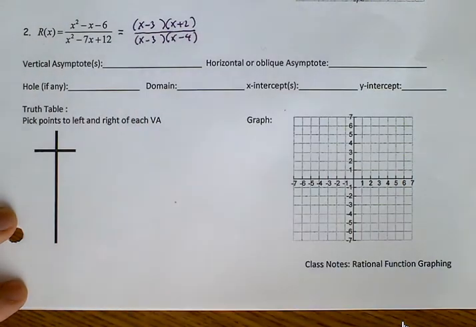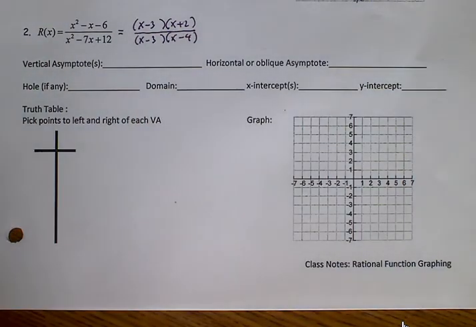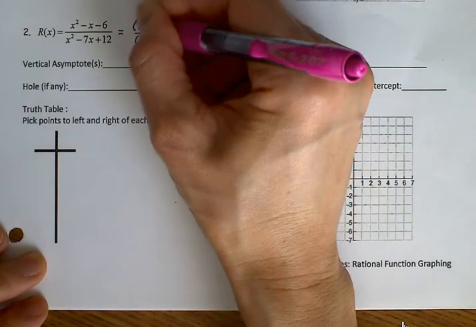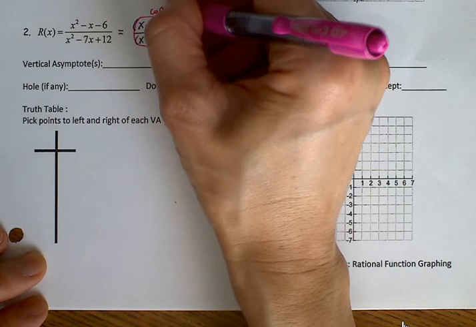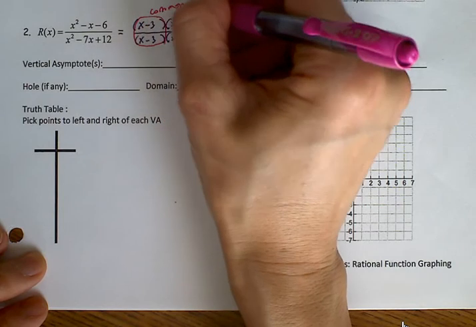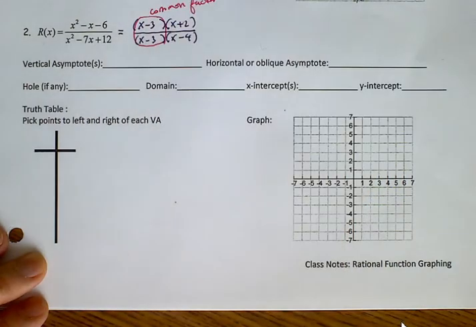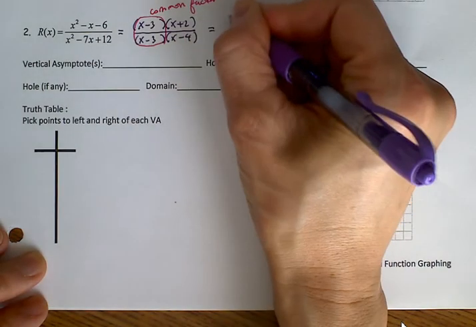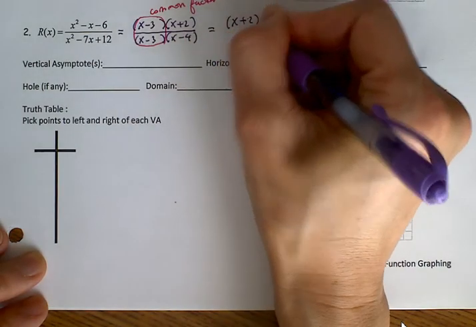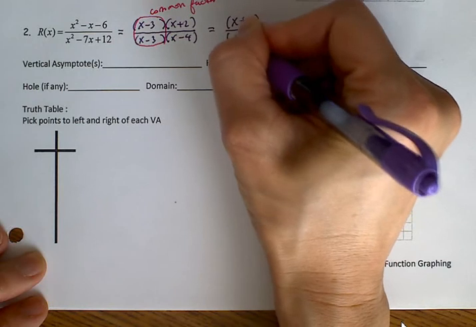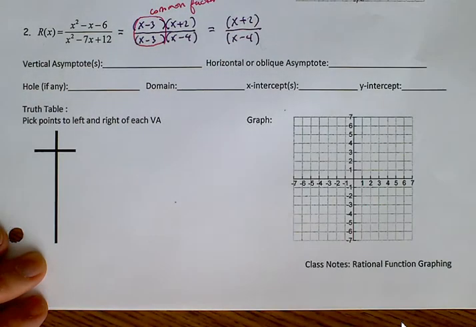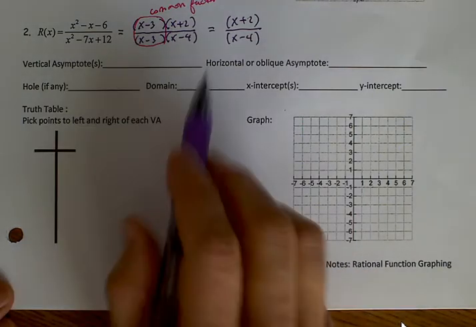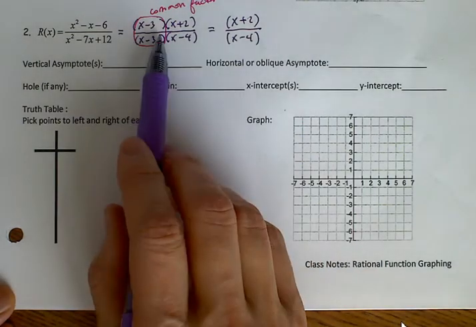Okay, so notice on this one, I have a common factor, which is right here. This is a common factor. So I'm going to reduce it and just call my new rational function x plus 2 over x minus 4. All right, so this is actually going to come out to be exactly the same as the original, except for this particular point.